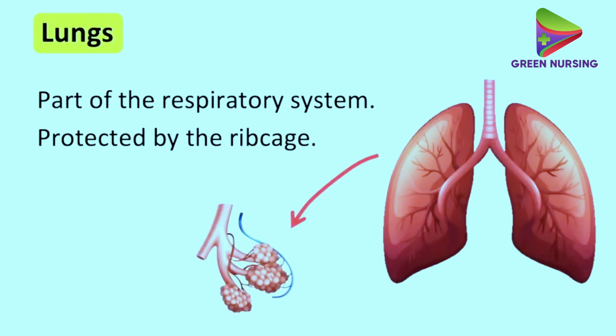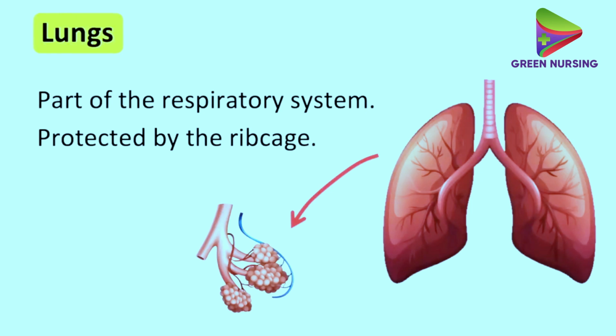Alveoli expand when a person inhales and contract when a person exhales. Alveoli are surrounded by a network of blood capillaries. This is where the exchange of oxygen and carbon dioxide takes place. The alveoli have a large surface area, thin walls, and a good blood supply, which allows the diffusion of these gases.